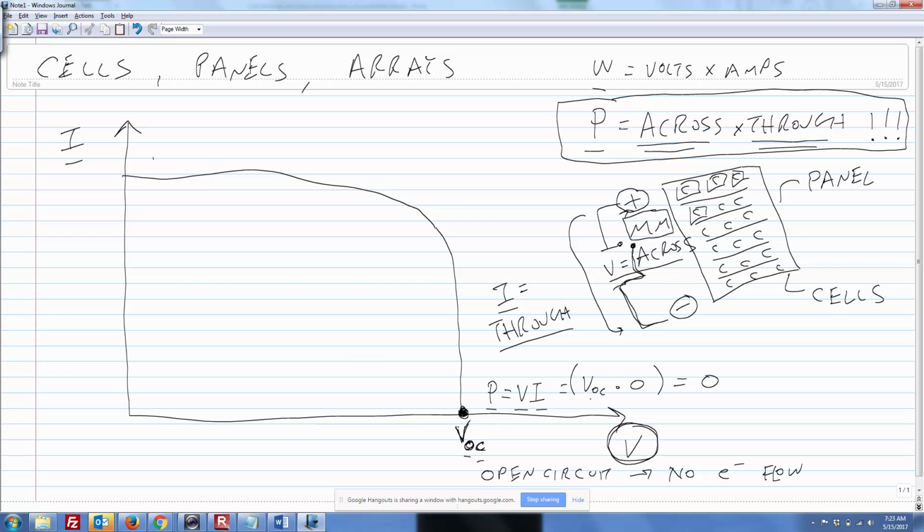So power equals voltage times current. VOC times 0. Why is it 0? Well, because this is the current, and down here, right down here, current equals 0. Just as over here, voltage equals 0. So at the open circuit voltage, power equals voltage times current, VOC times 0 equals 0.